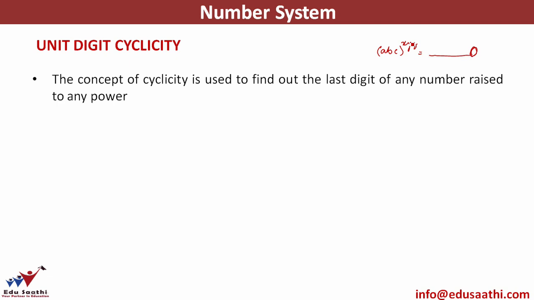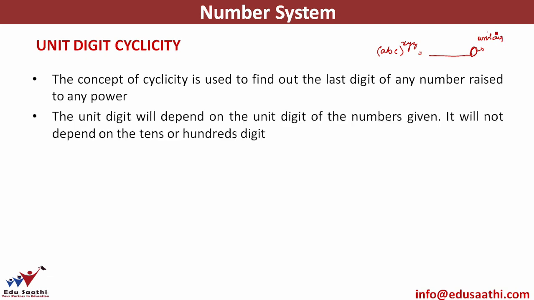So the concept of cyclicity helps me find out the last digit or the unit digit of a number raised to any power. In order to do so, I would only look at the unit digit. So I will only look at C here. I will not look at the rest of the number. The unit digit will only depend upon the unit digit. It will not depend upon the tens place or the hundreds place digit.